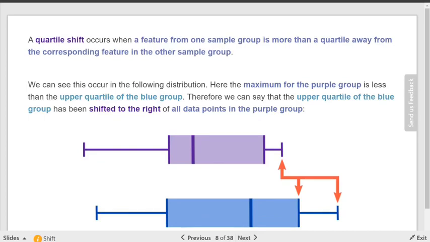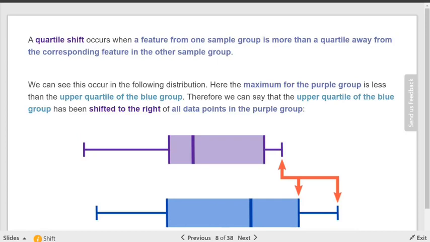So here we go. A quartile shift. Now this is different than the median shift. A median shift means that the median is above at least the upper quartile, or below at least the lower quartile. The median could be above the maximum point, and that would still show shift. Okay? But for quartile shifts, we're just talking about one quartile being bigger than one other.